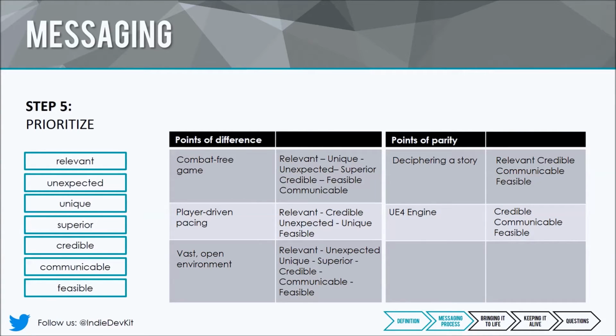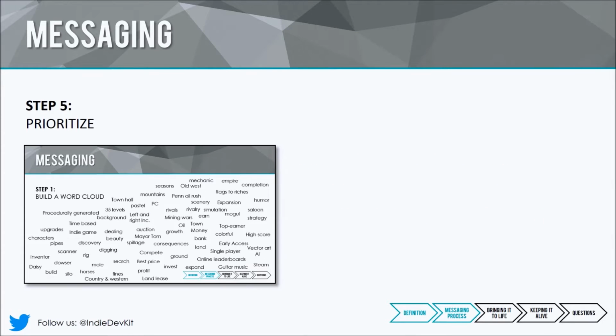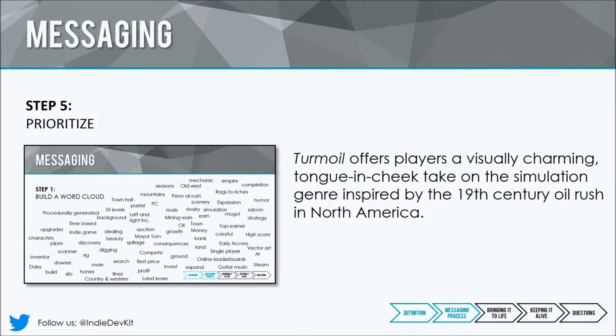So the end result of that exercise for both our example games is listed here, from word cloud to one sentence. You'll also notice a little bit of player purpose worded in. Submerged is a combat-free game in which you explore a mysterious flooded city at your own pace, gradually piecing together the story of a broken family and a broken world. Turmoil offers players a visually charming, tongue-in-cheek take on the simulation genre inspired by the 19th century oil rush in North America.